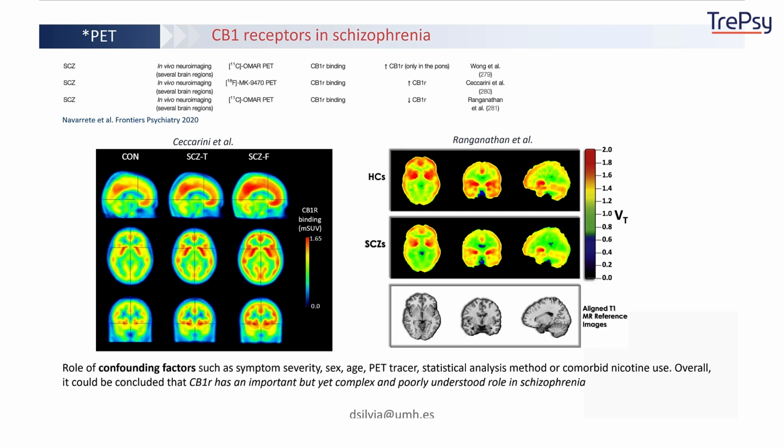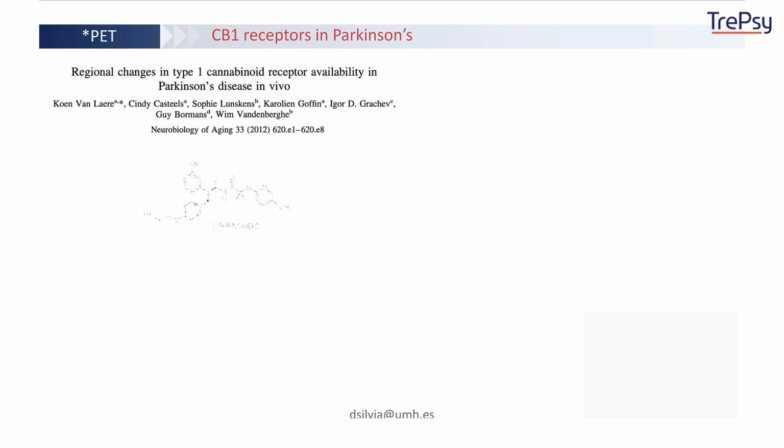The authors of the review, Navarrete and co-workers, highlighted the role of confounding factors in this literature search. For example, symptom severity, sex, age, the use of different PET tracers, different statistical methods, or other comorbidities that perhaps have affected this inhomogeneous trend in the results. So the authors conclude that CB1R has indeed an important but yet complex and poorly understood role in schizophrenia.